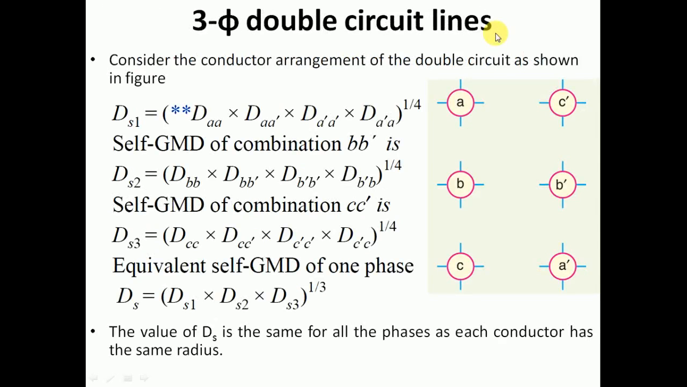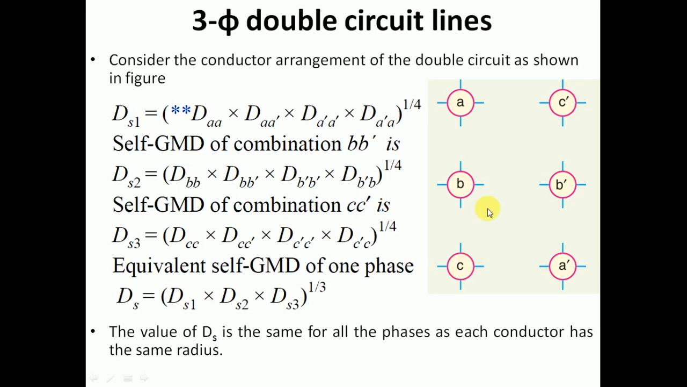Next we are moving to three-phase double circuit lines. Usually the three-phase transmission lines work with more than one circuit in parallel. In this case, if you analyze, this three-phase system consists of two circuits per phase. If you consider phase A, it consists of two circuits, that is conductor A and conductor A dash. Similarly, if you consider phase B, it also consists of two circuits. Similarly, phase C also consists of two circuits.